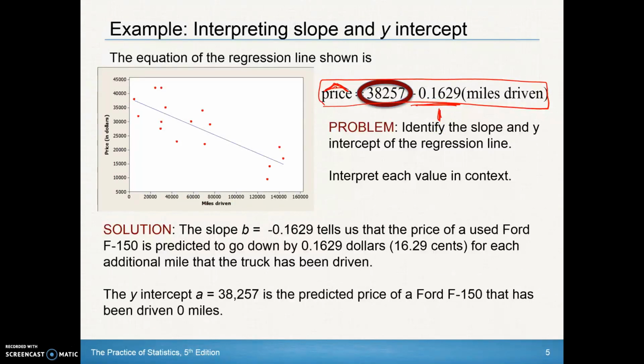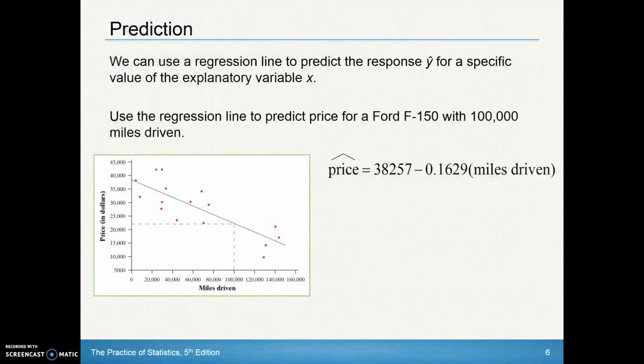The y-intercept is the initial price of that truck, the price of the truck before it's been driven any miles. So we can use that equation to predict a price of the truck given a certain number of miles.